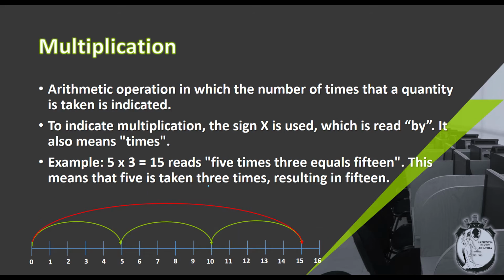Multiplication is like a sum, but it's how many times you need to add. For example, here 5 times 3. If you look here, it is 3 times 5. So this is 5 one time, this is 5 two times, 5 three times. So the result is 15.